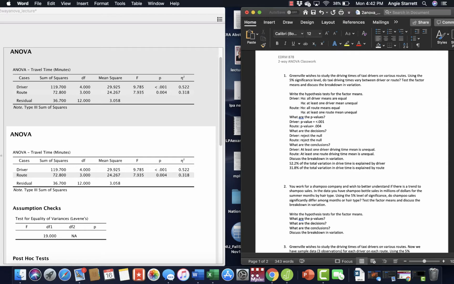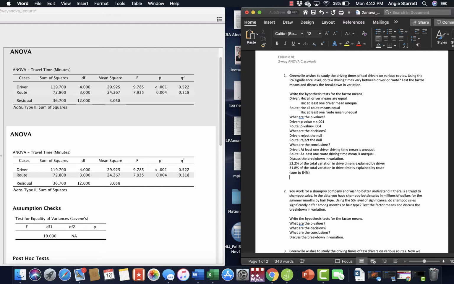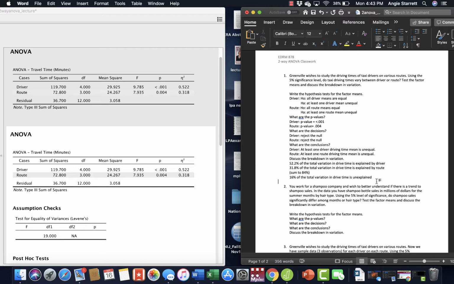All right. If we add these up, notice that they sum to 84%. So what that means is that 16% of the total variation in drive time is unexplained. Okay, let's keep looking at this though.